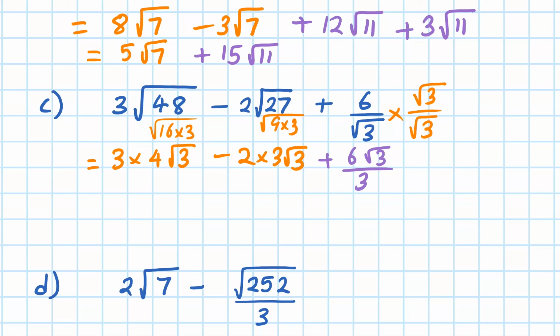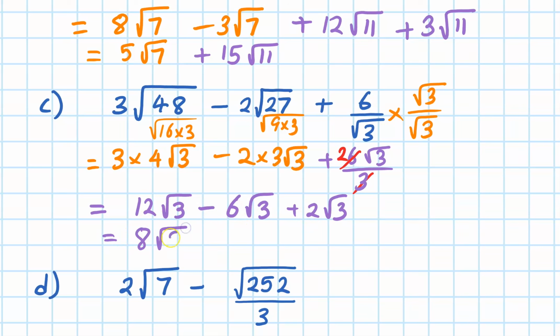Let's write the next step. 3 times 4, 12 root 3, take 2 times 3, 6 root 3. Now you can see these get cancelled, and we have plus 2 root 3. They're all in root 3s. They're all like terms. 12 take away 6, 6, plus 2, 8. So the answer is 8 root 3.